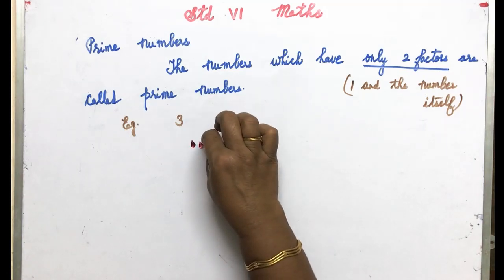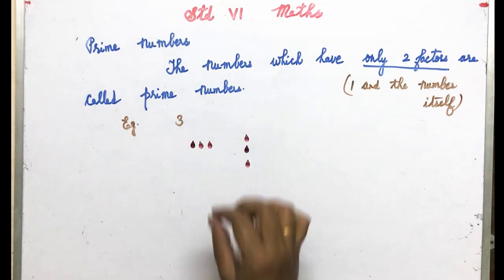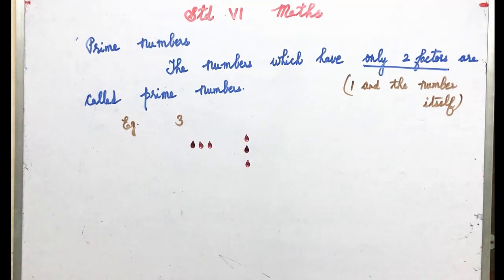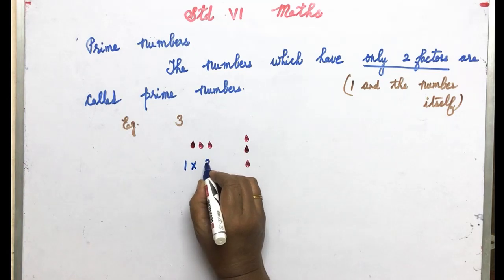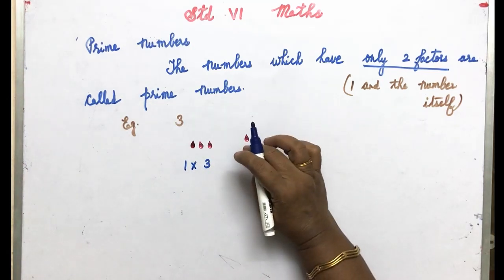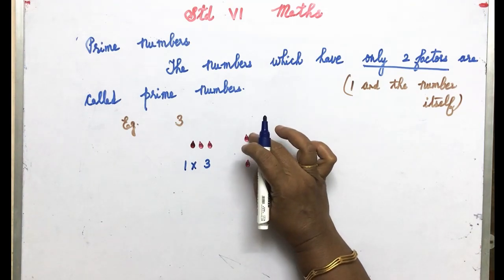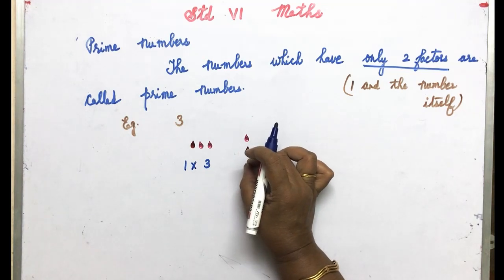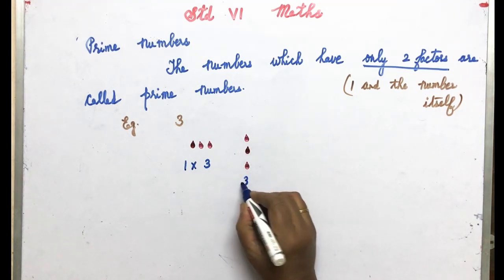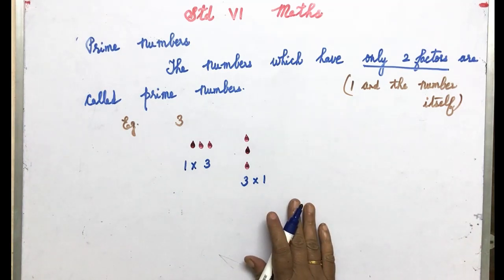So, here there is only one row, but we have arranged 3 in one row. So, this can be written as 1 into 3. Here there are 3 rows, but 1 in each row. So, 3 rows into 1. So, only in 2 ways we can arrange.